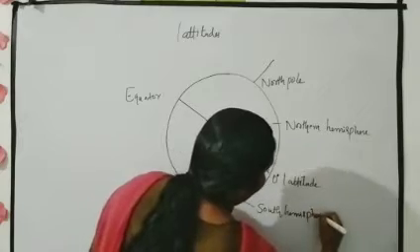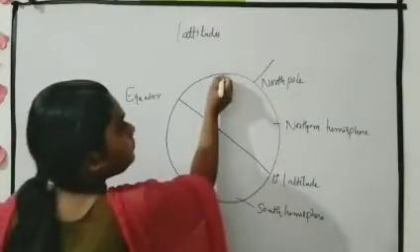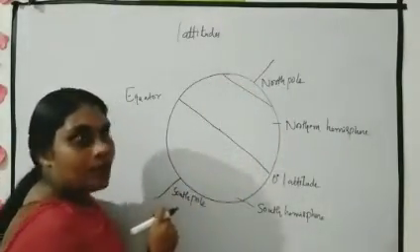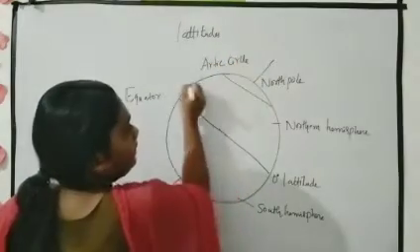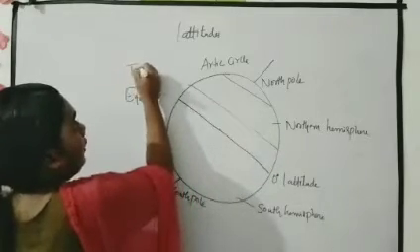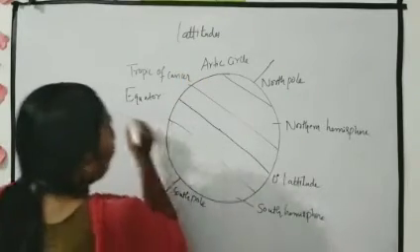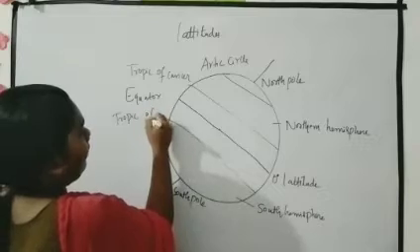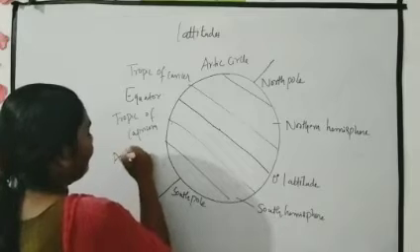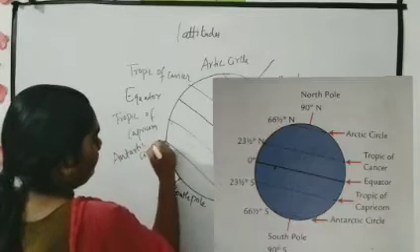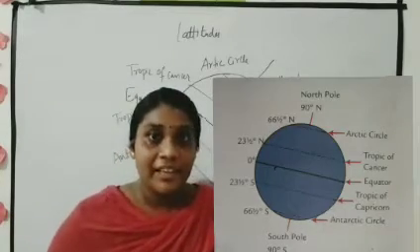That we already know. And we learned some important latitudes. What are they? One is the North Pole. The next is the Arctic Circle, then Tropic of Cancer, then Tropic of Capricorn, then Antarctic Circle, then last, the South Pole. Okay, these are the important latitudes that we already learned.